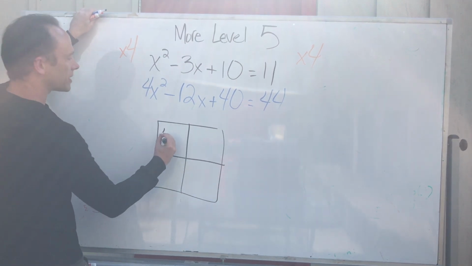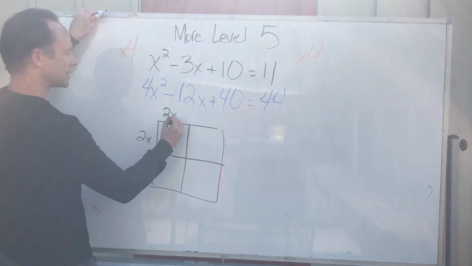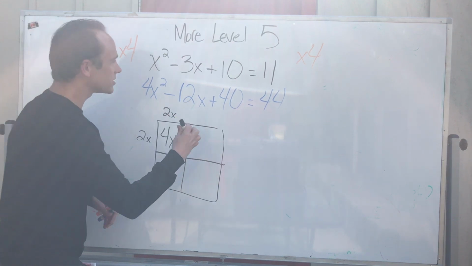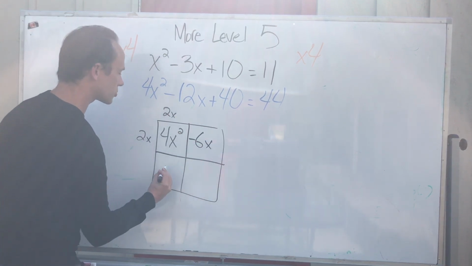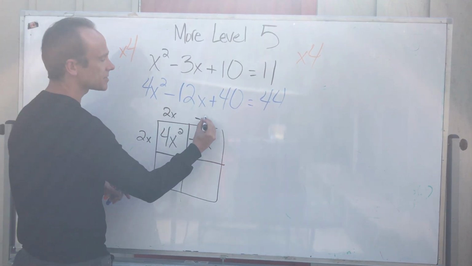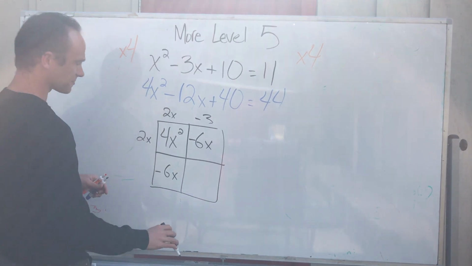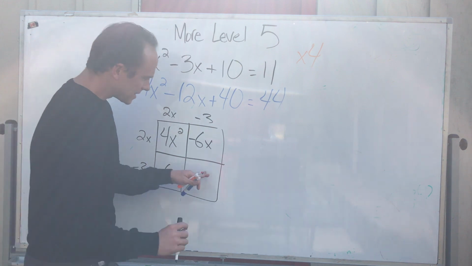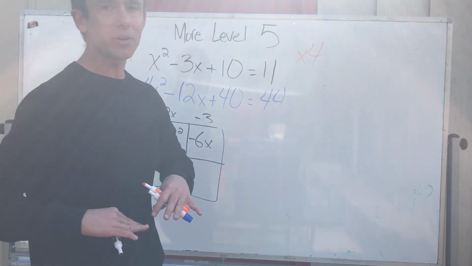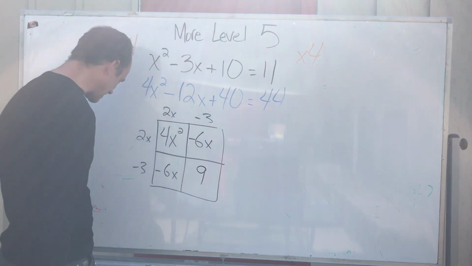All right, the 4x squared goes there. That's the first term. So that's going to be 2x and 2x. Lovely, right? I can cut that in half, which I'm going to need to if I'm going to form it into a square. Now this dimension has to be minus 3, right? Because 2 times negative 3 is your negative 6. Now, this missing piece can't be just whatever it wants to be. It has to be what it's got to be, which is negative 3 times negative 3, which is positive 9.